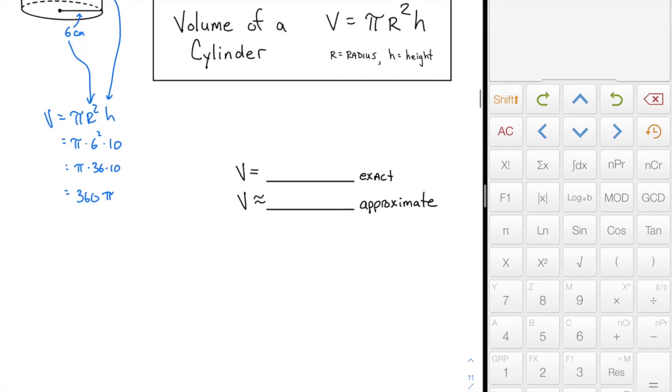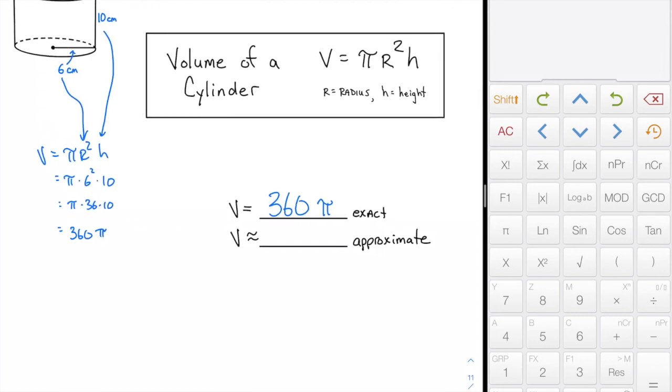So 360 pi. The only thing I'm going to change on here is that volume is measured in cubic units, so I'm going to go ahead and put centimeters cubed. That's it. Let's move the pi over a little bit. 360 pi centimeters cubed. That's the exact answer. Notice the exact symbol right here.